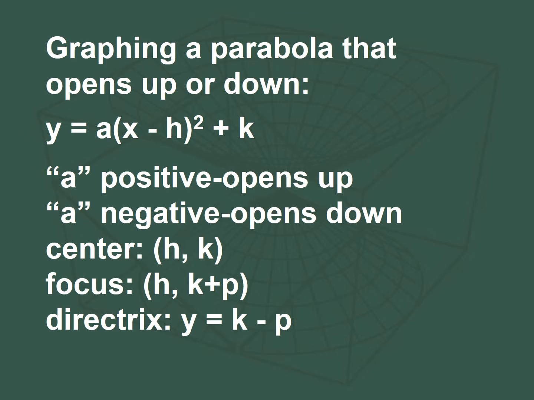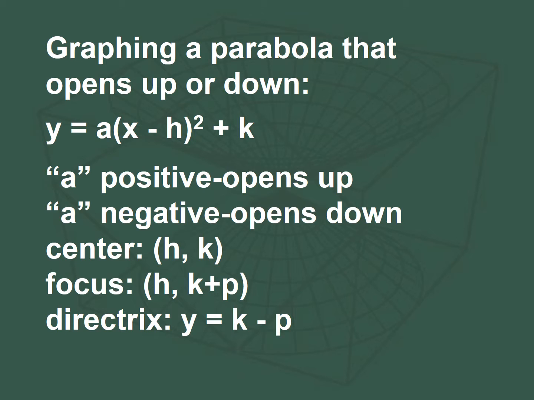Okay, so if you're graphing a parabola that goes up or down, these are the ones you're familiar with from when we studied quadratic functions. You have the vertex form y equals a times (x minus h) squared plus k. And remember, if a was positive, it opened up. If it was negative, it opened down. You have a center of (h, k).